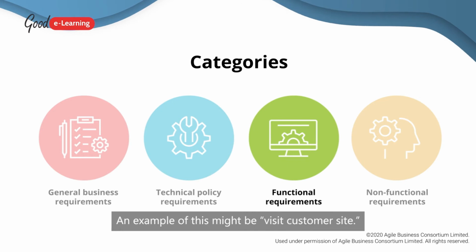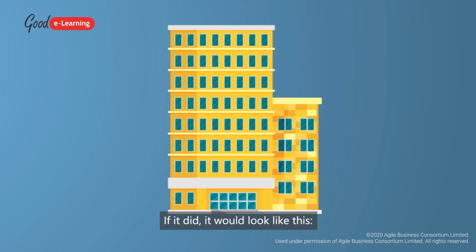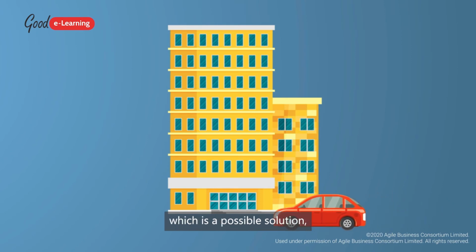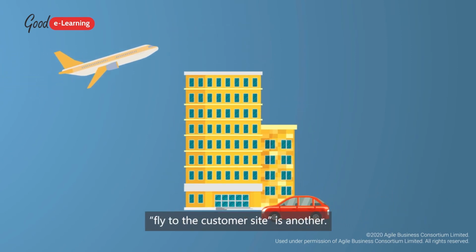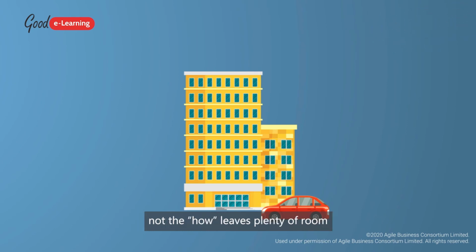An example of this might be visit customer site. The requirement doesn't refer to the how aspect. If it did, it would look like this. Drive to the customer site, which is a possible solution. Fly to the customer site is another. Stating requirements by focusing on the what, not the how, leaves plenty of room for flexibility and innovation.